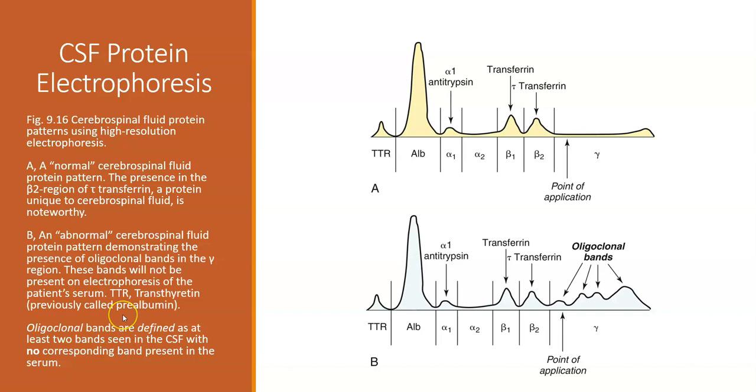demonstrating the presence of oligoclonal bands in the gamma region. These bands will not be present on electrophoresis of the patient's serum. TTR, transthyretin, was previously called prealbumin, will be present. And oligoclonal bands are defined as at least 2 bands seen in the CSF with no corresponding band present in the serum.